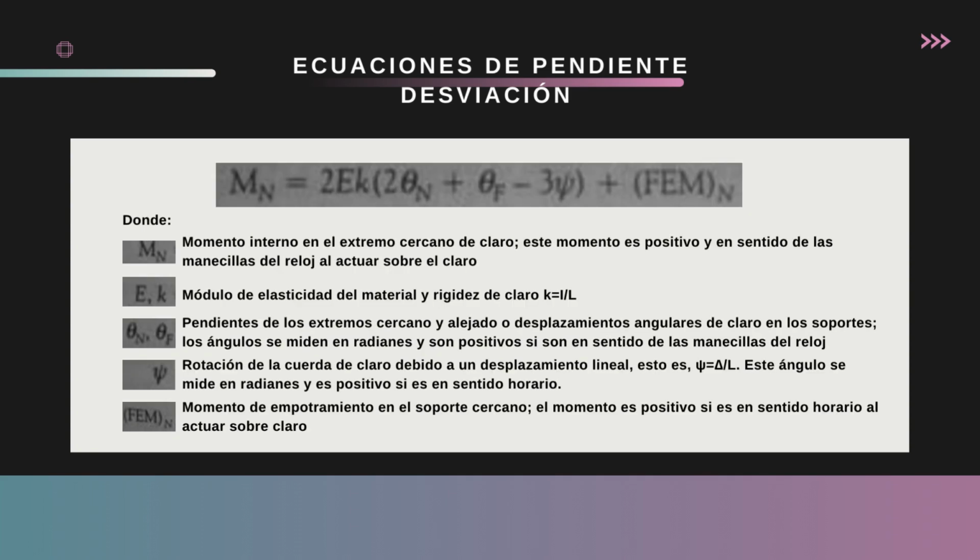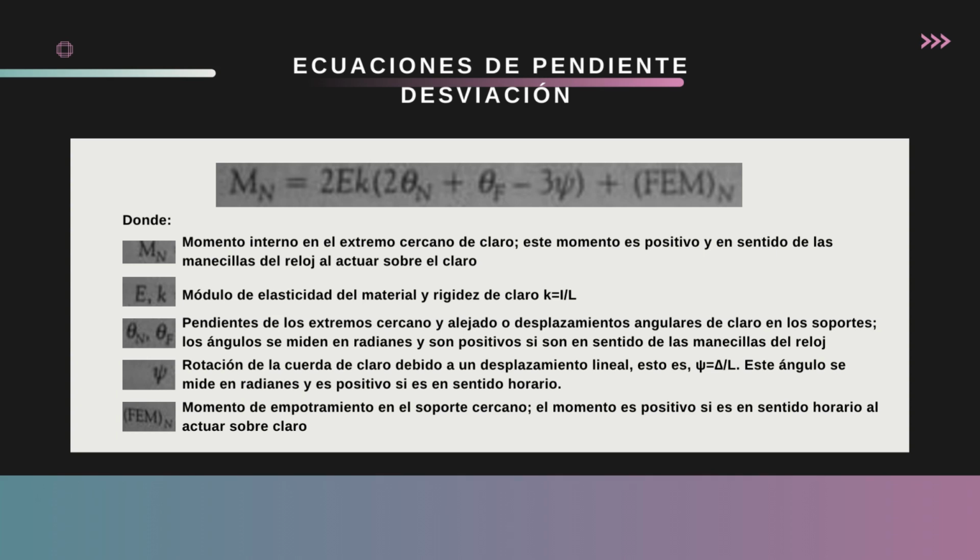the slope deflection equation. Here, the internal moment at the near span end is positive and clockwise acting on the span. E is the modulus of elasticity of the material and K is the span stiffness, K equals I/L. Theta N and theta F are the slopes of the near and far ends, or angular displacements of the span at the supports. The angles are measured in radians and are positive if clockwise. Psi is the rotation of the span chord due to a linear displacement, i.e., psi equals delta/L. This angle is measured in radians and is positive if clockwise.